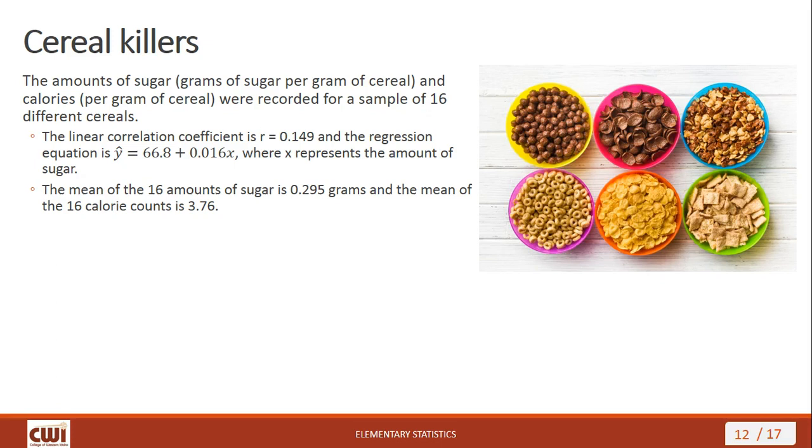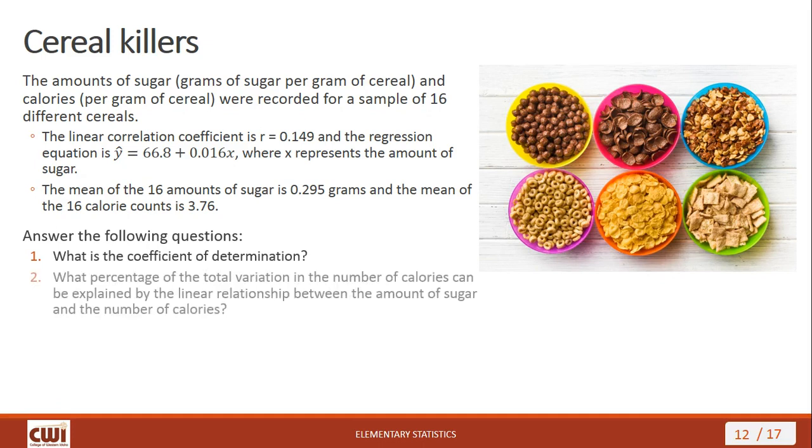We're told the mean of the 16 amounts of sugar, so this is x bar, 0.295 grams, and the mean for the calorie counts, this is y bar, is 3.76. Now we're asked to answer the following questions. First question, what is the coefficient of determination? Second question, what percentage of the total variation in the number of calories can be explained by the linear relationship between the amount of sugar and the number of calories? Let's take a look at this.